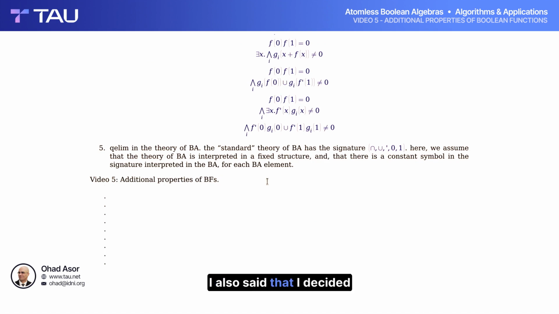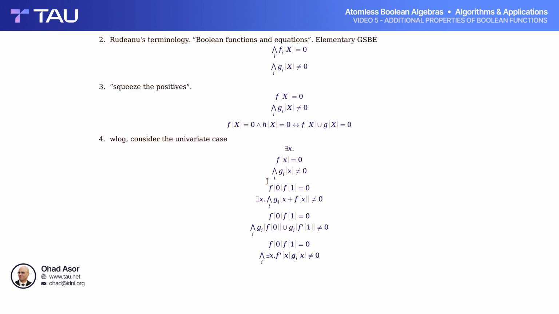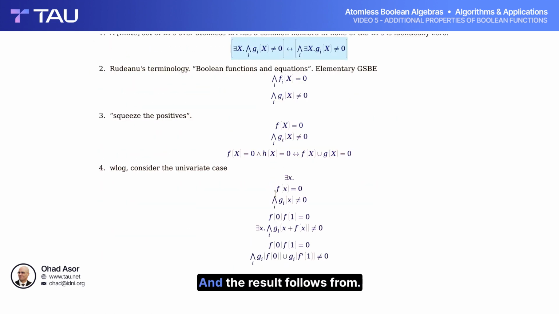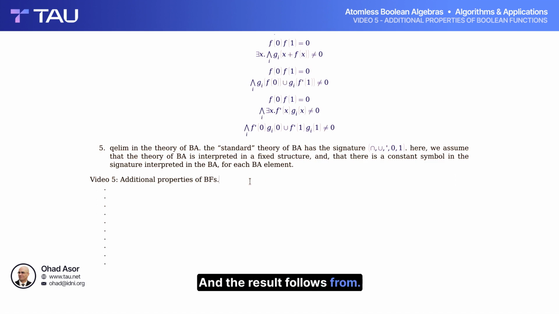I also said that I decided to skip the proof of this statement, but let me show at least the novel part of the proof, some important lemma, and the result follows from after using the lemma that I'm about to show. The result will follow from Hall's marriage theorem.